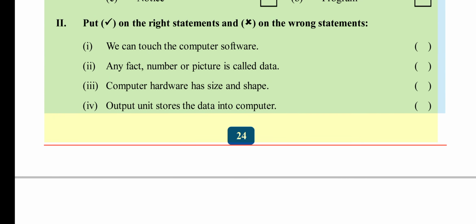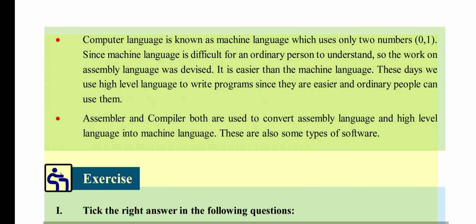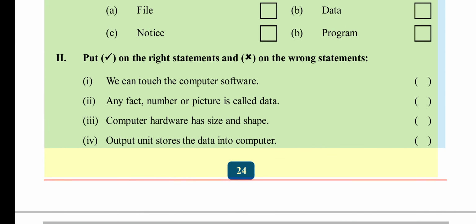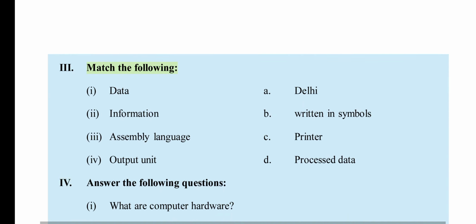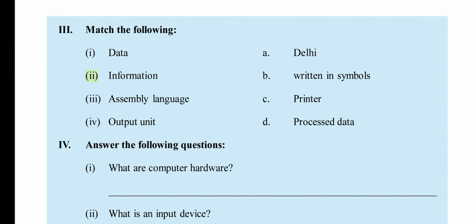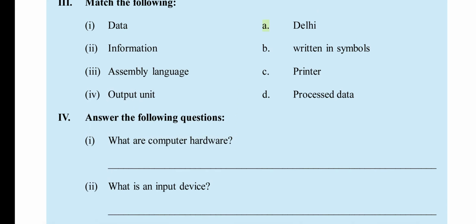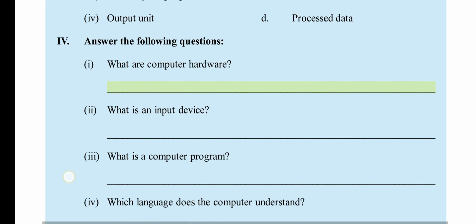2. Put a tick on the right statements and a cross on the wrong statements. We can touch the computer software. Any fact, number or picture is called data. Computer hardware has size and shape. Output unit stores the data into computer. 3. Match the following. Data. Information. Assembly language. Output unit. Delhi. Written in symbols. Printer. Processed data.